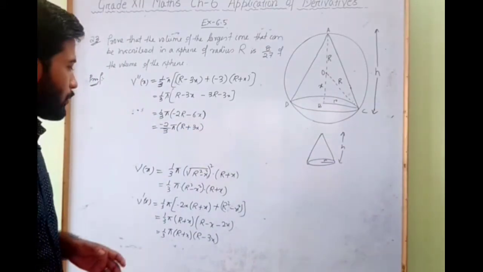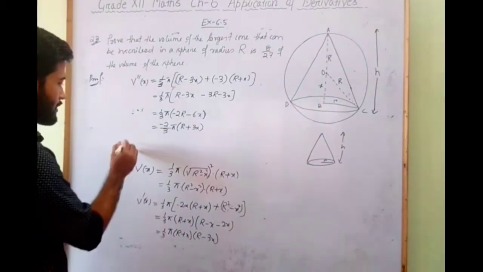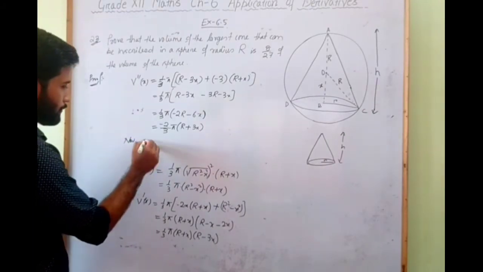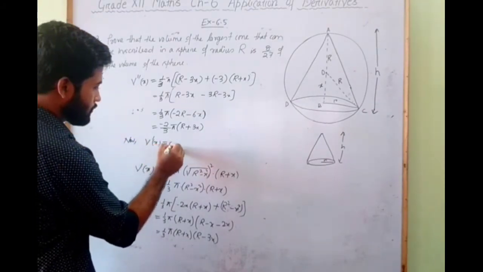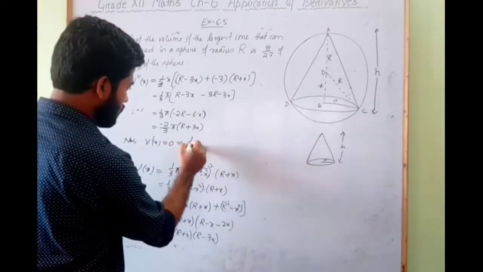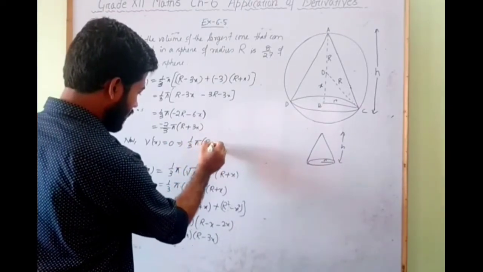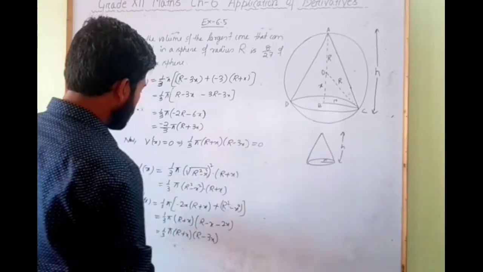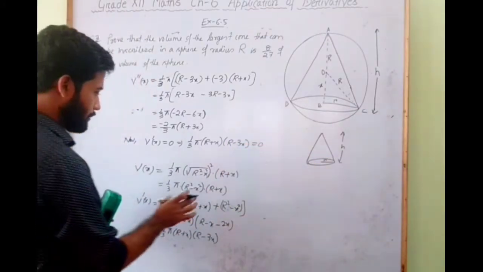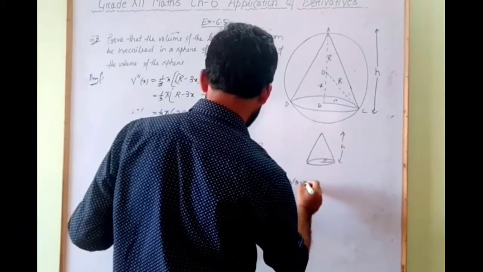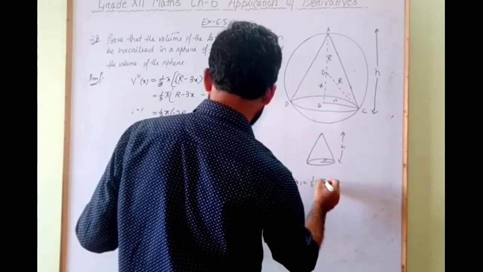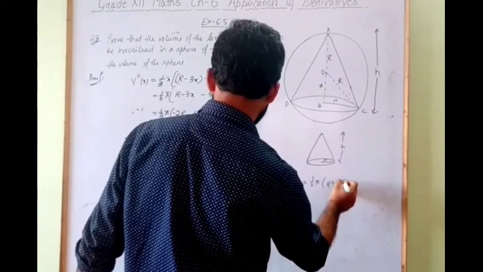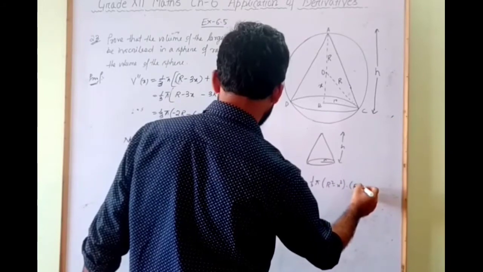Now to find the critical point, what we need to do? We need to equate the first derivative to 0. Now V dash x equal to 0 implies 1 by 3 pi into R plus x into R minus thrice x equal to 0. So let me write the V of x here. It will be 1 by 3 pi into R square minus x square into R plus x.